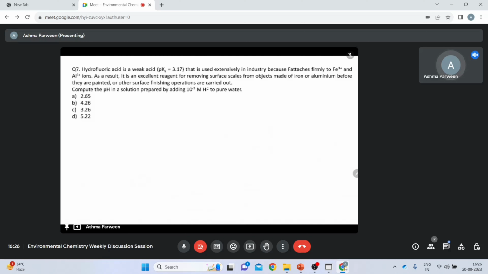So again we have been given that hydrofluoric acid is used in removing surface scales from objects made from iron and aluminium, and we are adding around 10 raised per minus 3 molar of HF to pure water. There is nothing else in the system, and we have to find the pH. So this question is also similar to the previous questions which we have solved. Let's see how we can solve this question.